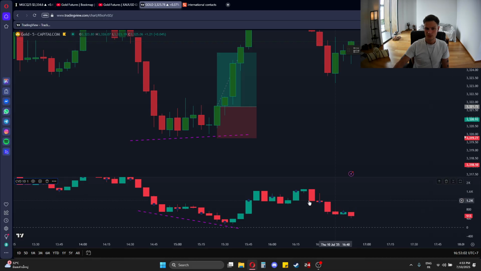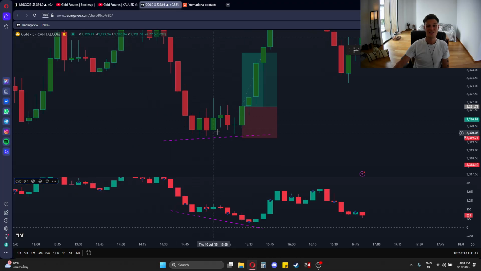You see? Here you had a little bit more sellers than buyers in this candle, yet price went up. How is that possible? Well, it's because there's limit orders actually pushing price up. Even though there's more market sellers clicking the sell button, there's actually limit buy orders that are more powerful and that are pushing price up, hence the green candle versus the red sellers, okay?